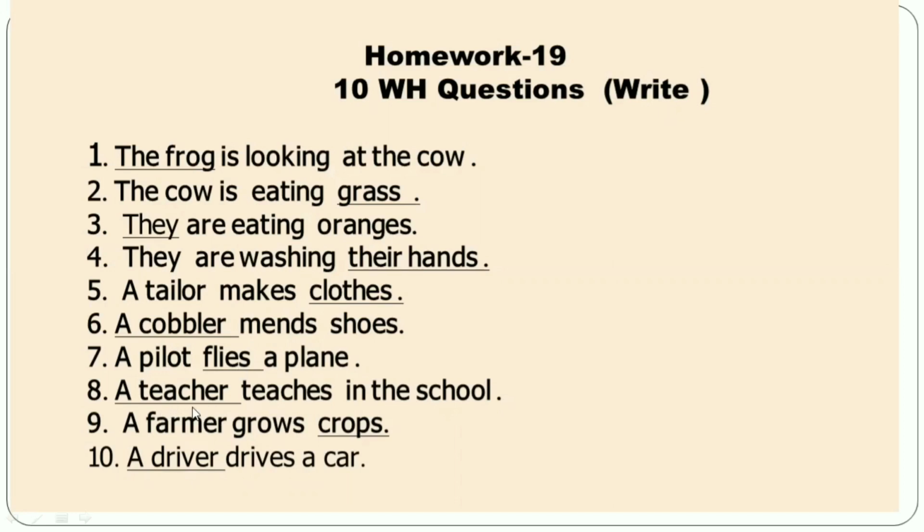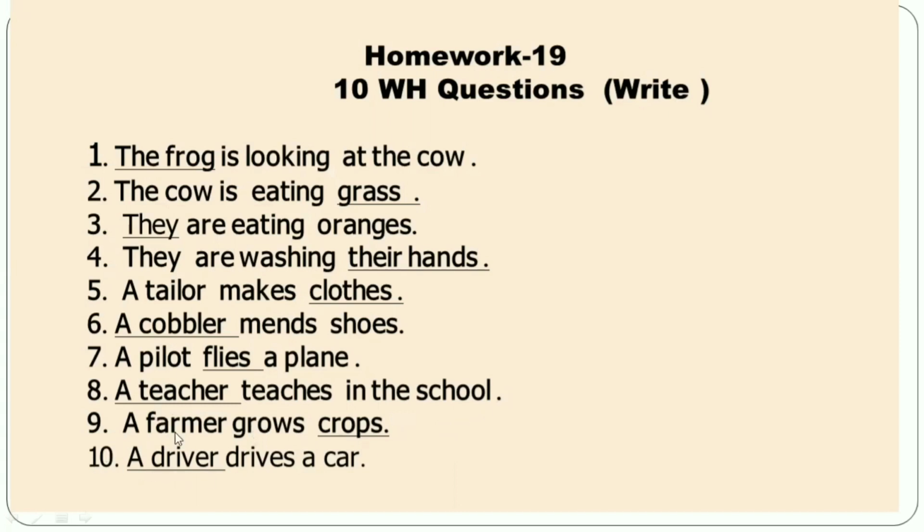Okay, my dear student, next one. A teacher teaches in the school. So here the subject word is underlined, then only who will be used, and all the words will be written after that. So who teaches in the school, and at last question mark will be used.